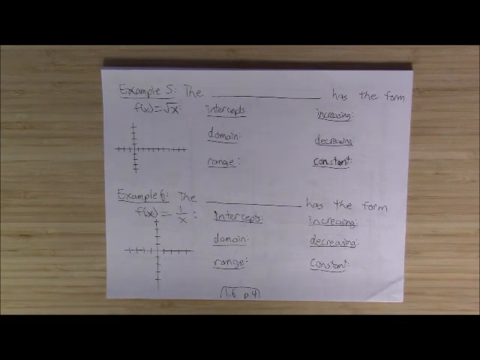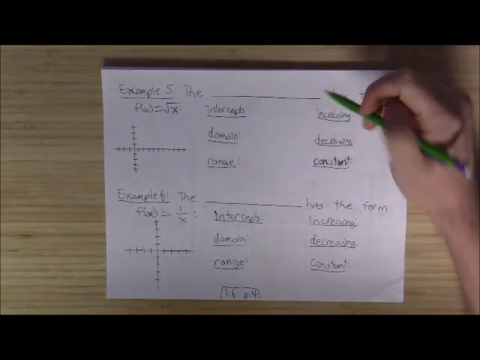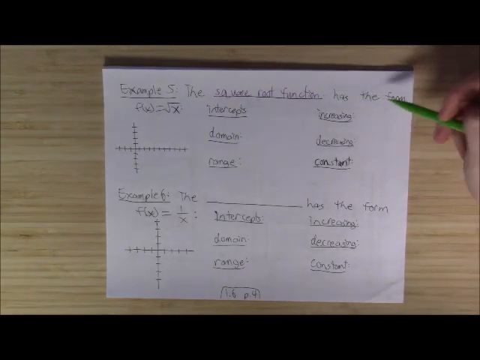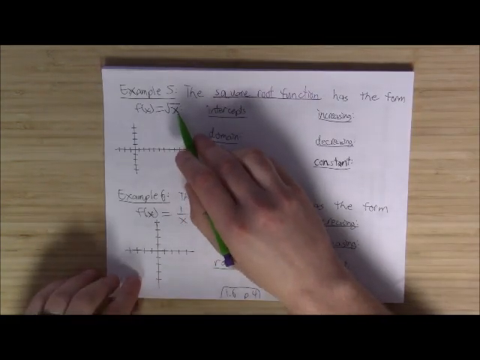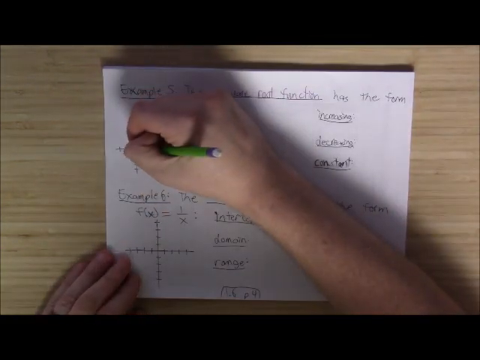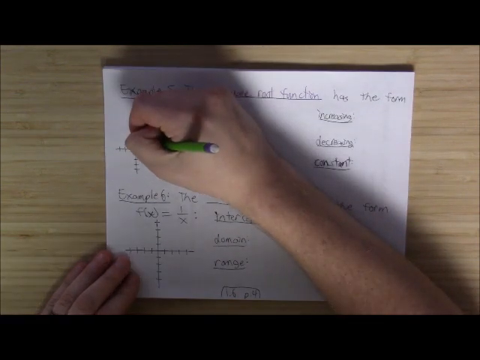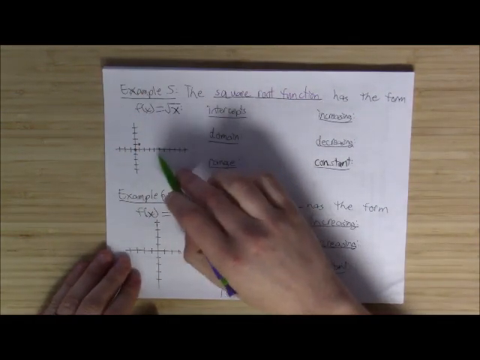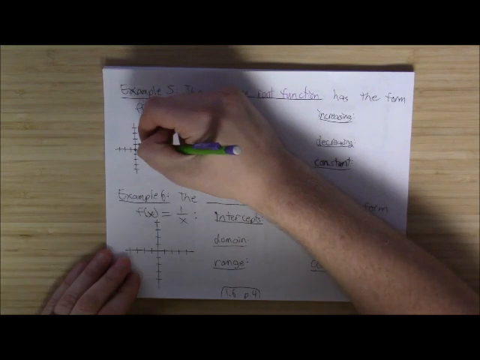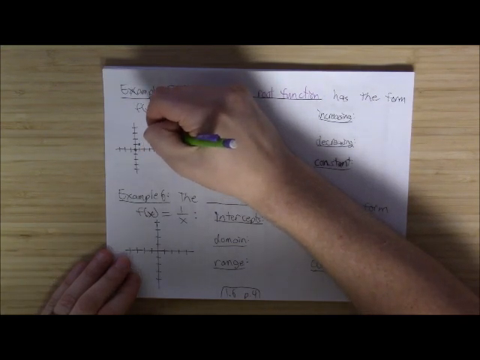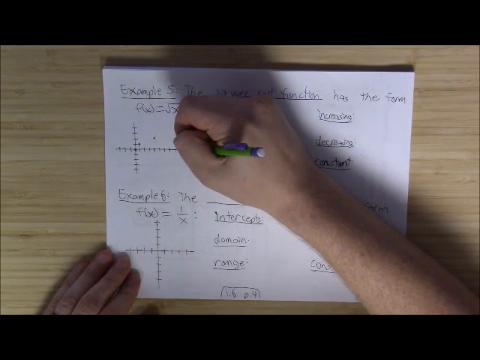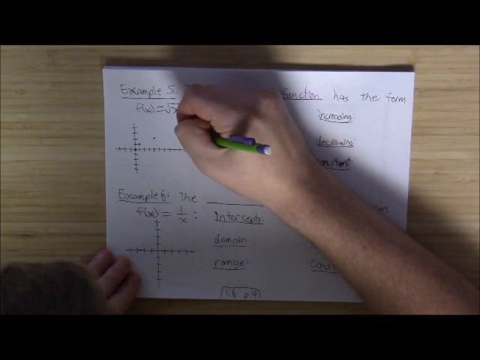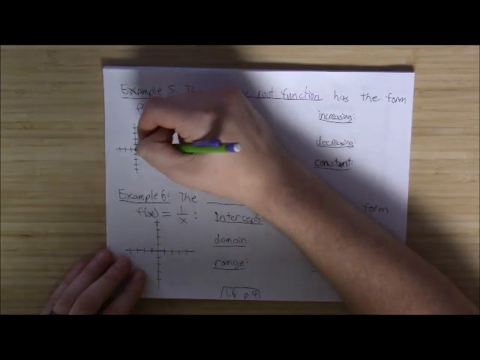And now we're going to look at some more exotic sort of functions. So the square root function has the form f of x equals square root of x. Here it's helpful to pick perfect squares. So square root of 0 is 0. Square root of 1 is 1. The next perfect square would be 4, because that's 2 squared, so the square root of 4 is 2. And then the next perfect square would be 9, so 4, 5, 6, 7, 8, 9. Square root of 9 is 3.